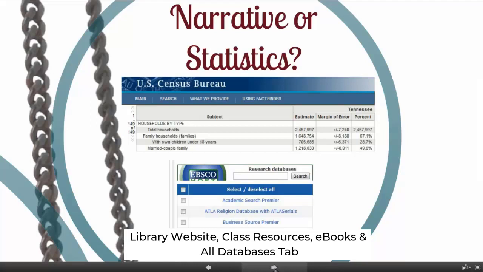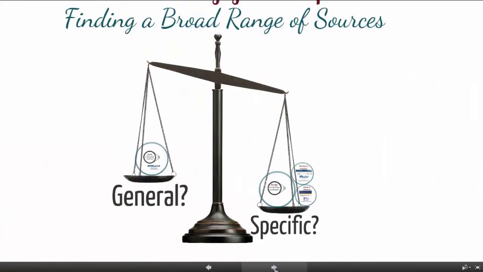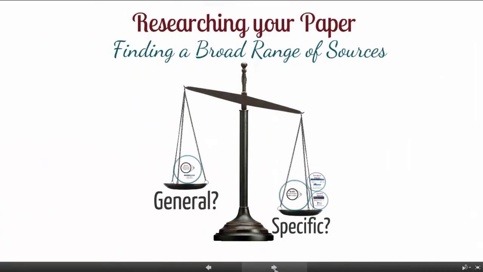Websites like the U.S. Census Bureau are a great place to find statistics, but if you're looking for a narrative analysis, EBSCO's Business Source Premier will be very helpful. You can find links to both of these options on the library website, and that's a brief overview about how to find a broad range of sources for your paper.